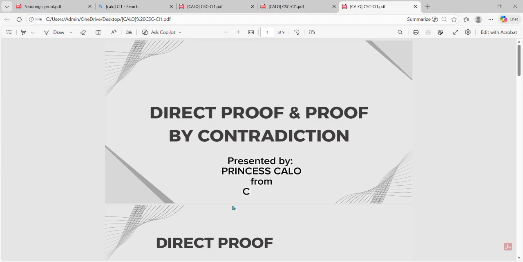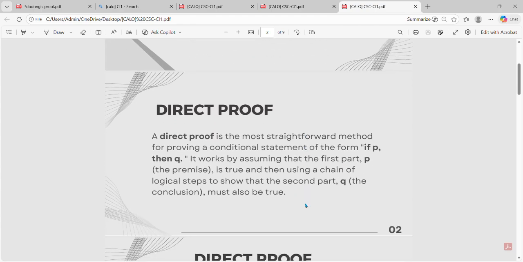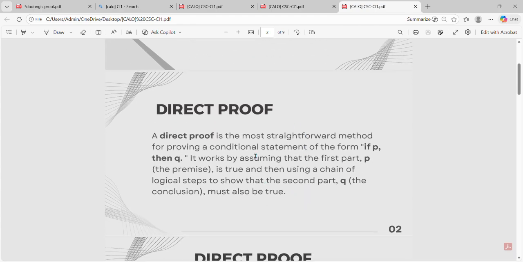In this video, I'll explain two proof methods, which are direct proof and proof by contradiction. Let's have direct proof first. This method is very straightforward. If a statement says if P, then Q, and P, the premise, is true, then we show step by step that Q, the conclusion, must also be true.